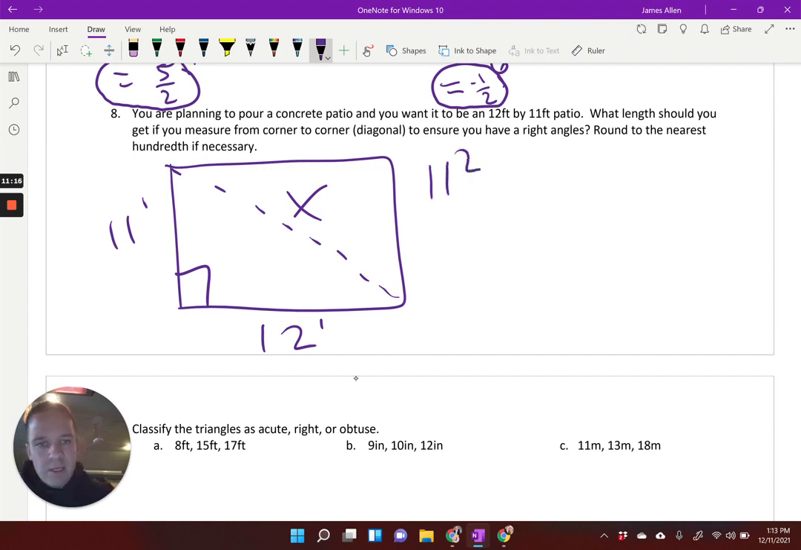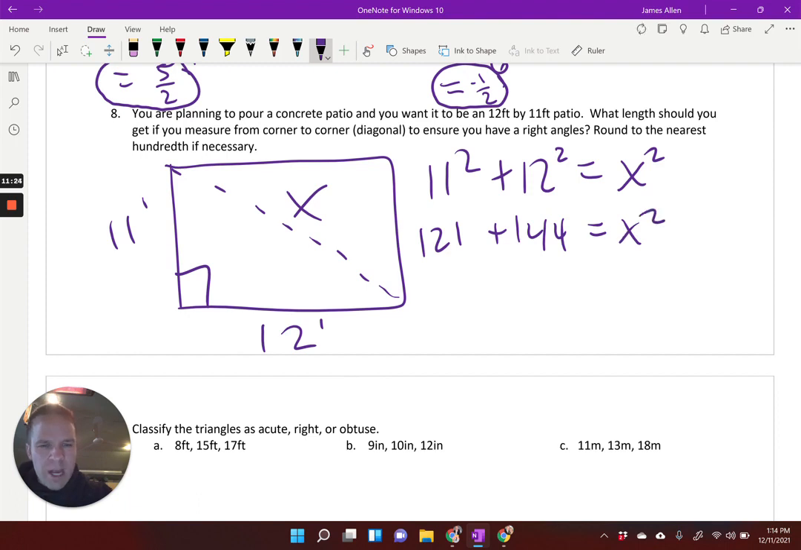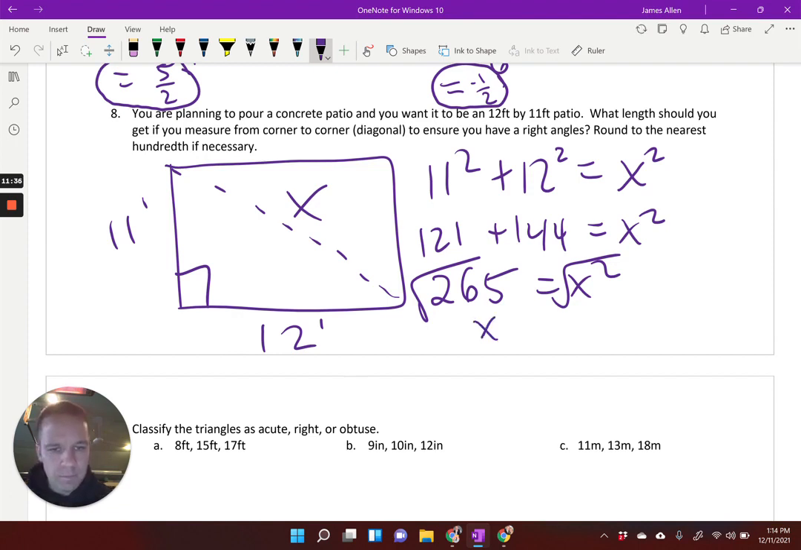Pythagorean theorem it is. 11 squared plus 12 squared equals x squared. So 121 plus 144 equals x squared. That's going to be 265. Now I really need that calculator because I've got a square root on both sides. So square root of 265. That gives me 16.28 feet.